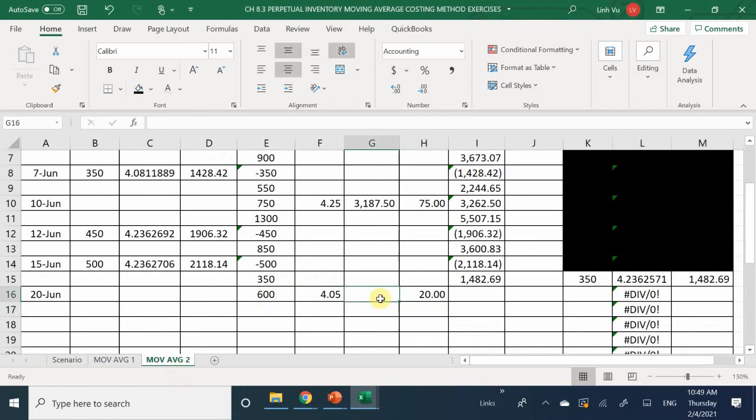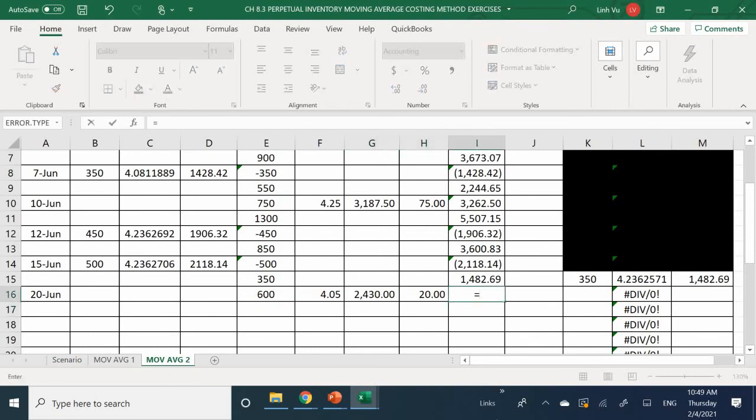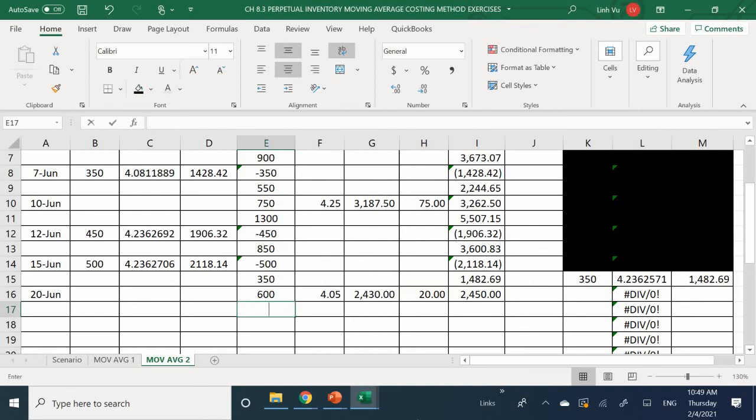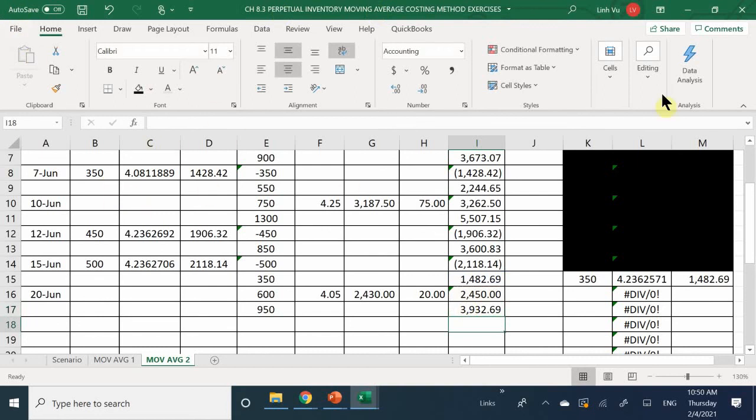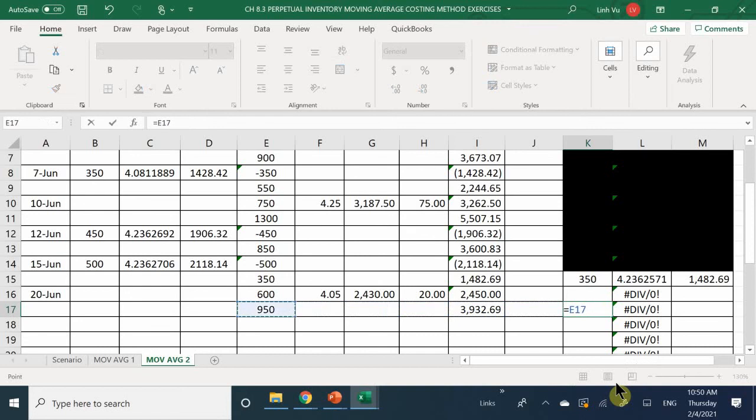So what is my purchase price here? 2,430. And what is my total cost with freight? 2,450. So let's add this to our previous batch right here. So 350 plus 600 should give you 950. Same thing here: 1,482.69 plus 2,450 should give you 3,932.69. So what is now my new average cost per item?